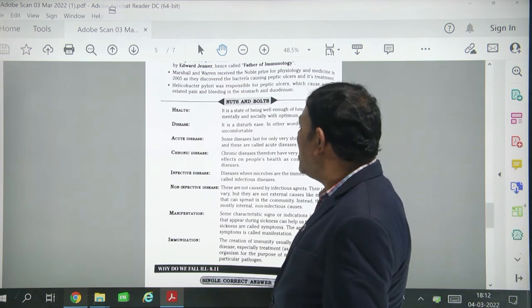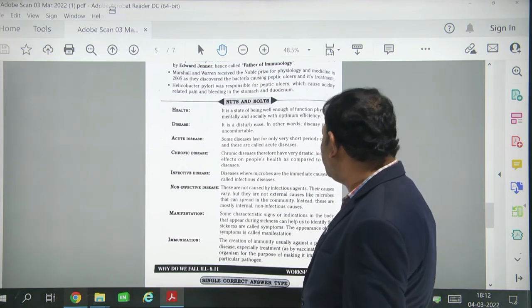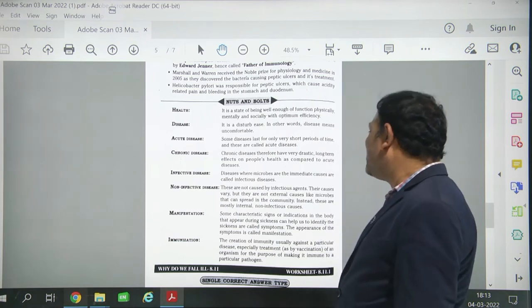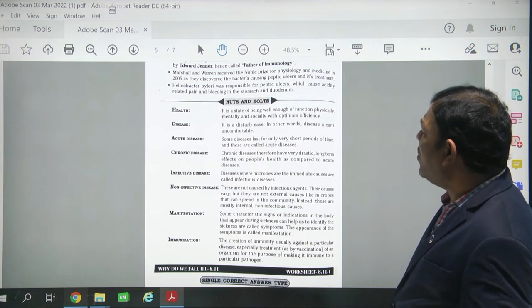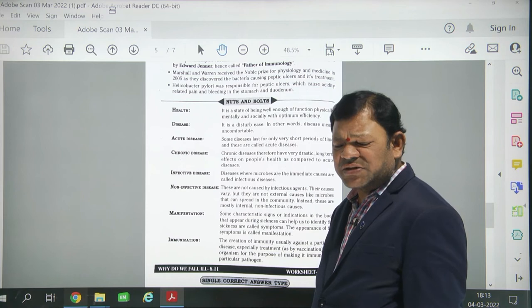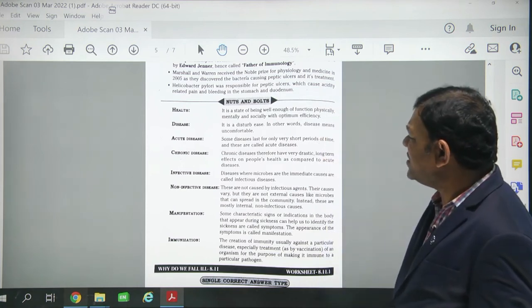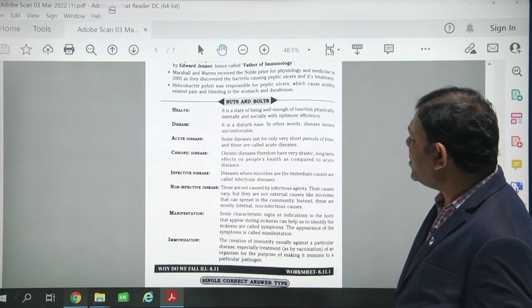Next one is infective diseases. Infectious means diseases where microbes are the immediate cause are called infectious disease. These diseases spread from one person to another person easily, and that is known as infective diseases. Diseases where the microbes are the immediate cause are called infectious disease.